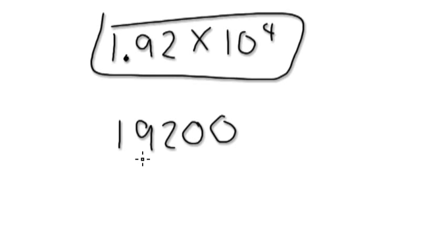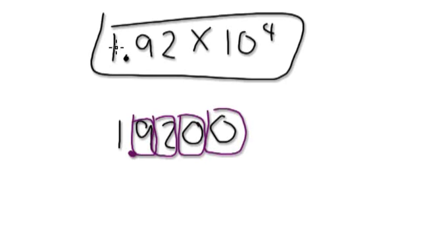19200. That would be your final answer, because the decimal was here, and then I'm going to need 4 digits afterward. Okay. Well, anyway, develop your own technique to get from here to here. Now, back to this.